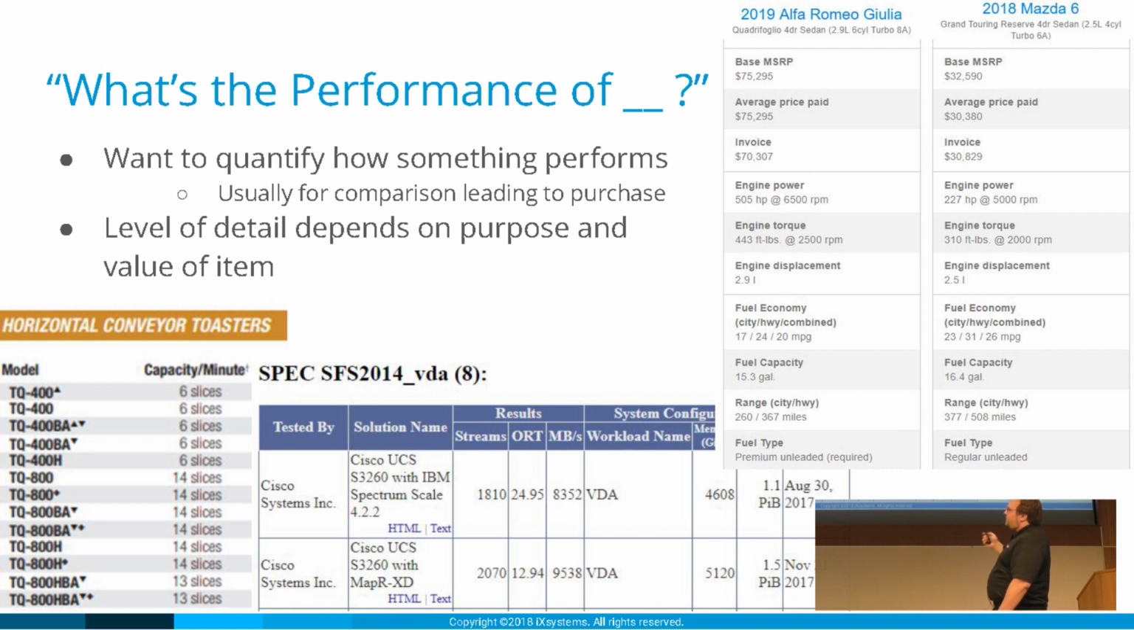Let's go over to cars. I think cars and storage arrays have a lot in common in terms of how we look at them. You can compare based on multiple things, and all of them will have a factor in your decision, but some may be weighted differently depending on your circumstances. I would love an Alfa Romeo, but based on the price, I don't think I could even afford the Mazda 6, honestly. That's not performance, but it certainly is a factor that we compare.